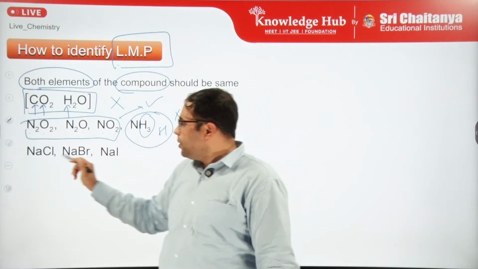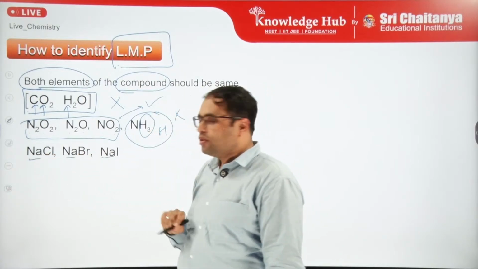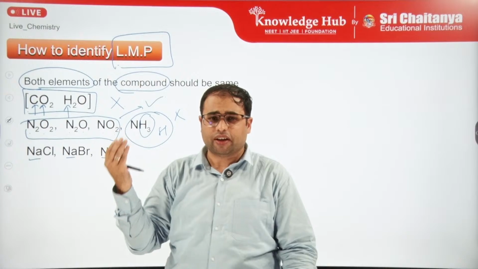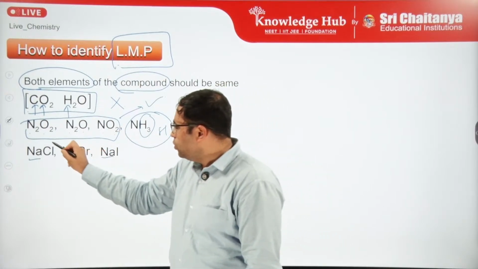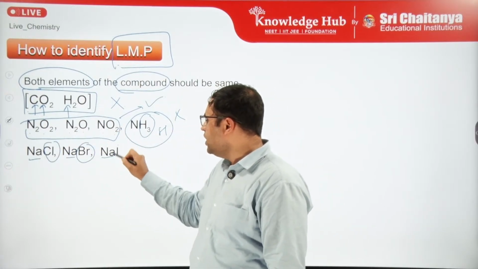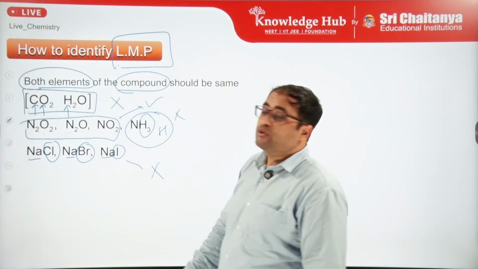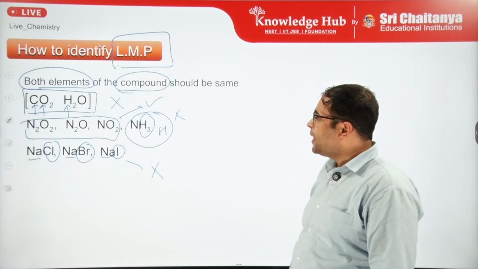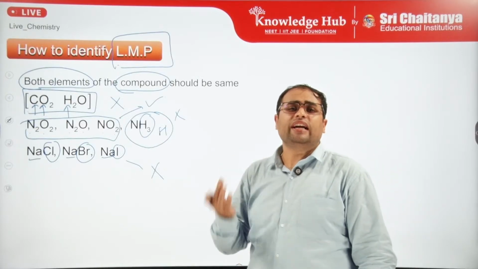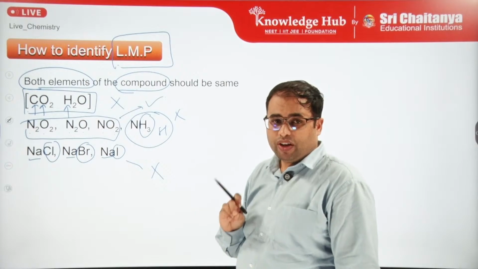Finally, going to the third example, you can see sodium is common. So one element is common, checked. What about the other element? No. You have chlorine, bromine and iodine. These are different elements. So again, the law of multiple proportions is not valid, right? That is how you identify the law of multiple proportions, right?